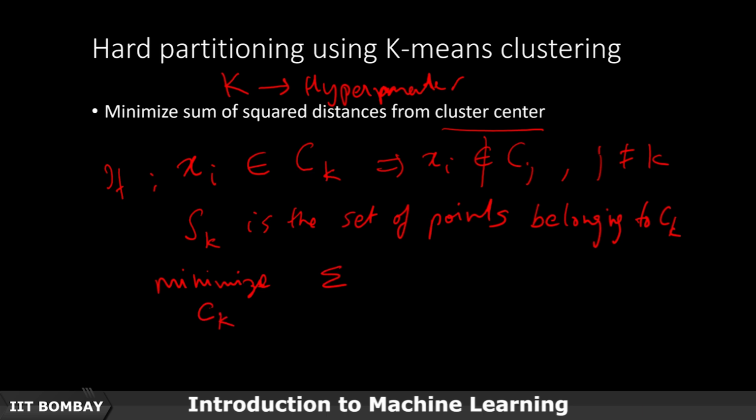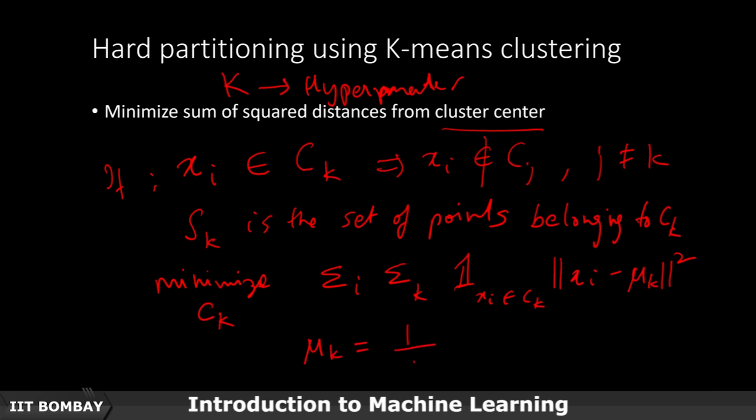So we will have the sum over i and the sum over small k, and we will have an indicator function, and this indicator function is xi belongs to ck. So only then this is 1, otherwise it is 0, and what we will do is we will take the difference of xi minus mu k, squared. What is mu k? Mu k is the centroid.